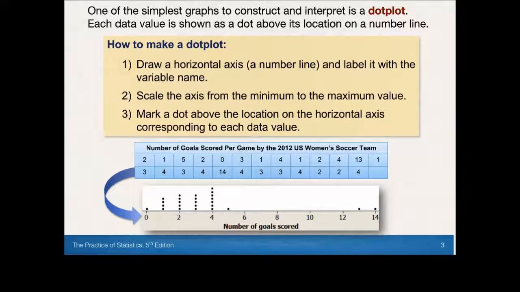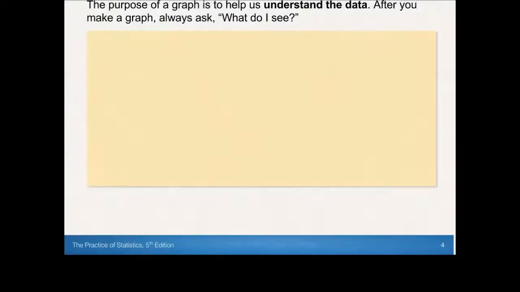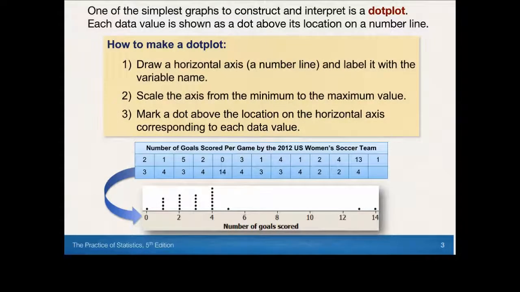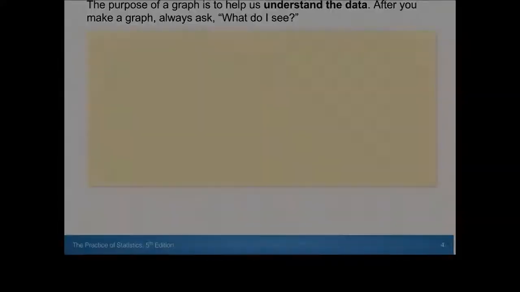Okay, so now that you can make that, we're going to look at how we examine the distribution of a quantitative variable. The purpose of the graph is to help us understand the data. That's the reason why we do it. After you make the graph, you can always ask, quote, what do I see? If we just quickly look back at that, what do you see? We're going to answer that question in a second. You can see where most of the goals are situated.